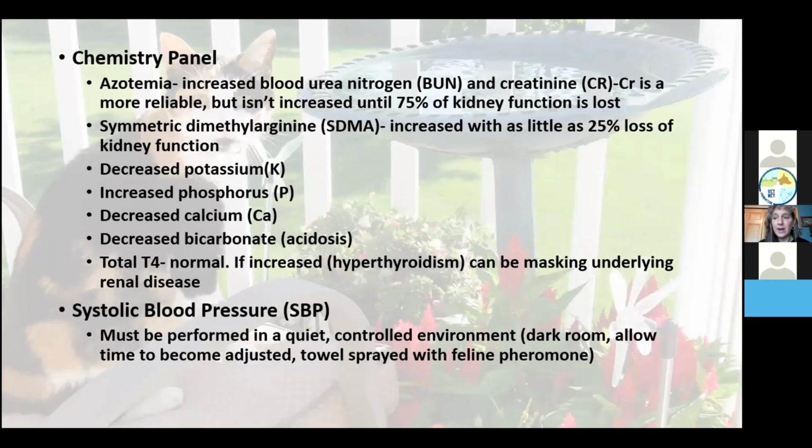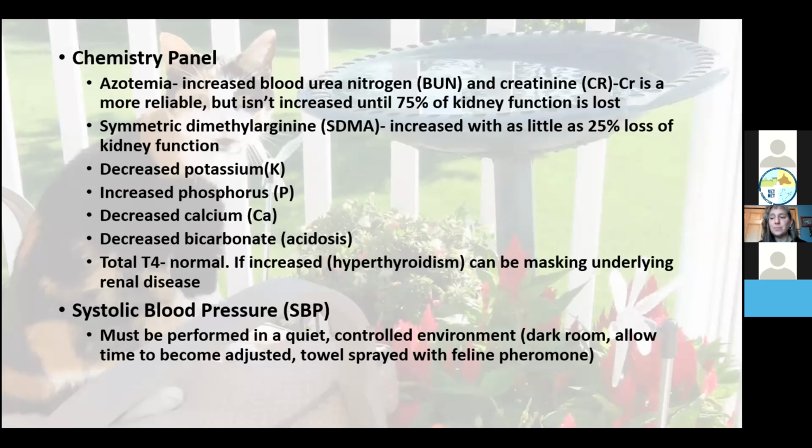The chemistry panel shows azotemia, which is defined as an increased blood urea nitrogen and creatinine. Creatinine is the more reliable marker for kidney function, or indirect marker for the glomerular filtration rate, but it isn't increased until 75% of the kidney function is lost.